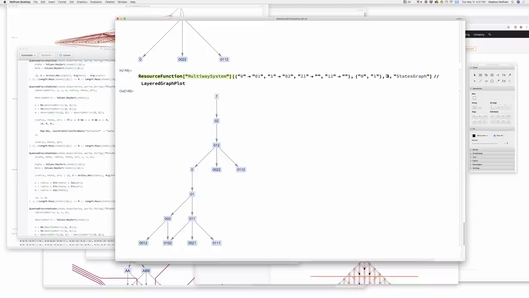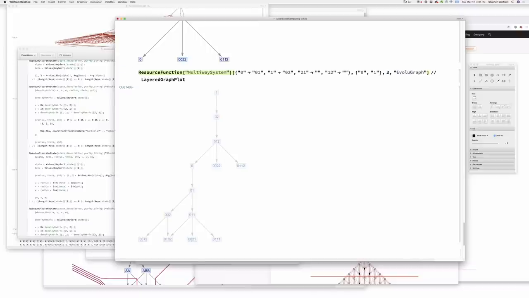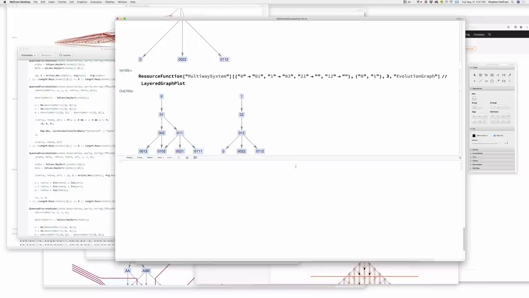Oh, this is a states graph. That's the problem. The states graph ended up with a one there. Okay, so what do I want to do? I want to do an evolution. You can do an evolution graph if you don't want it to merge. That's what I want. There we go. Okay. So now, can you explain this picture?